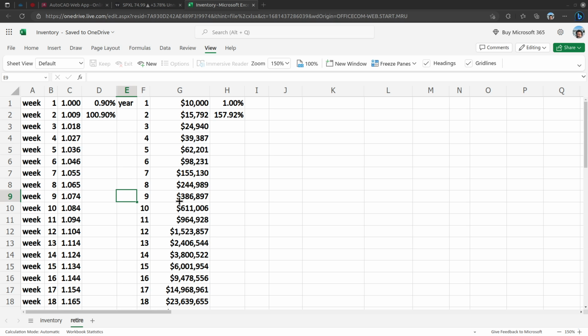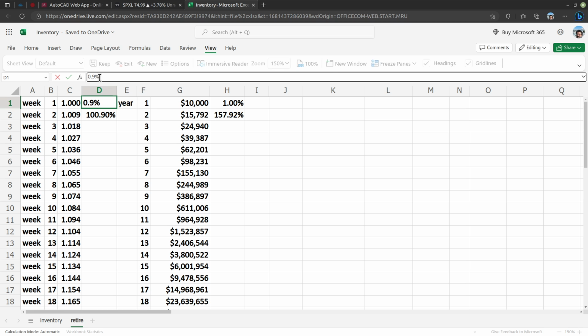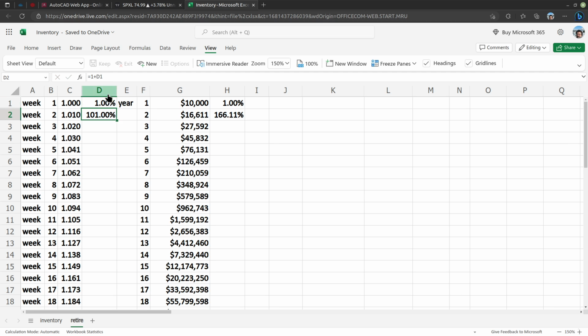So, here it is. This is what I found out: if you are producing, growing, say $1 right here, right? 1% or less than 1%. Let's change this to 1%. Let's see what happens. 1% per week, right?